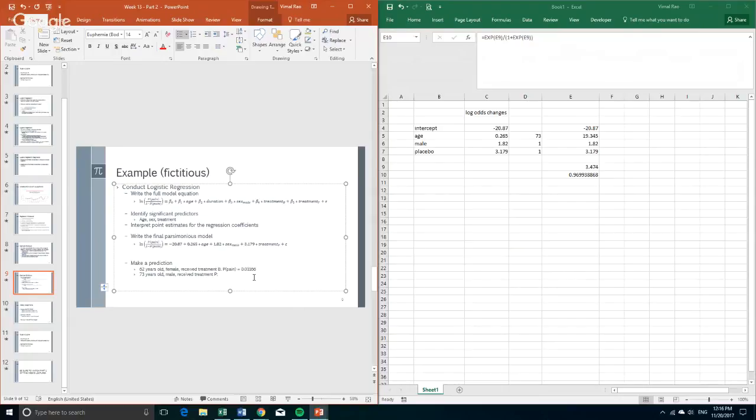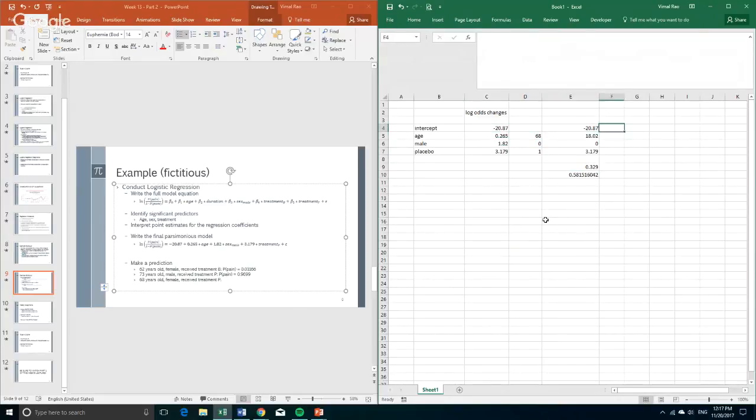This person's probability of being in pain is 0.9699. Let's do one last one for good measure. Let's do a 68-year-old female who received the placebo. Okay, this person was 68, is not male, did receive the placebo.